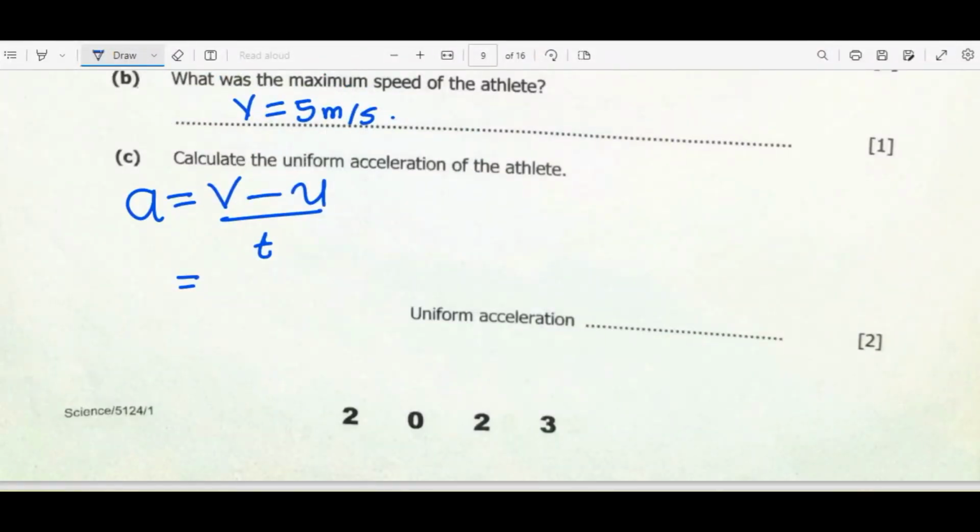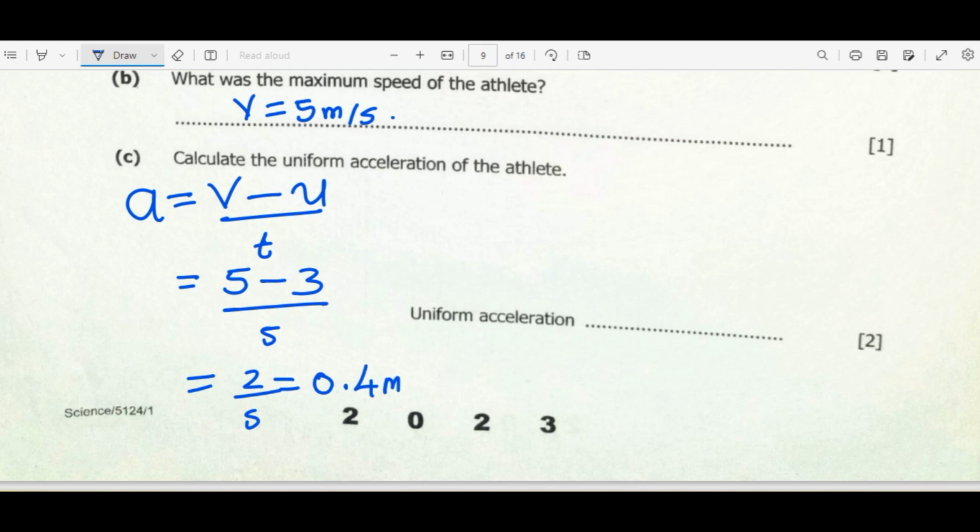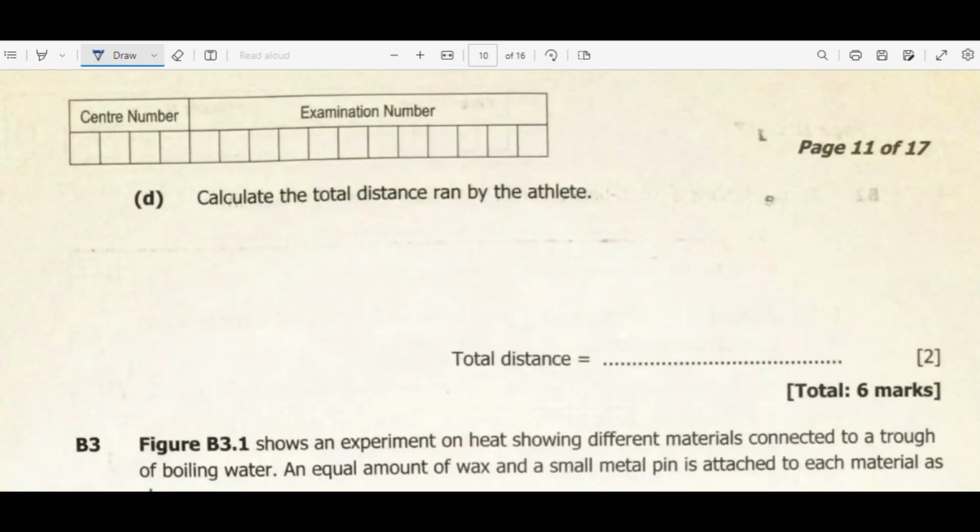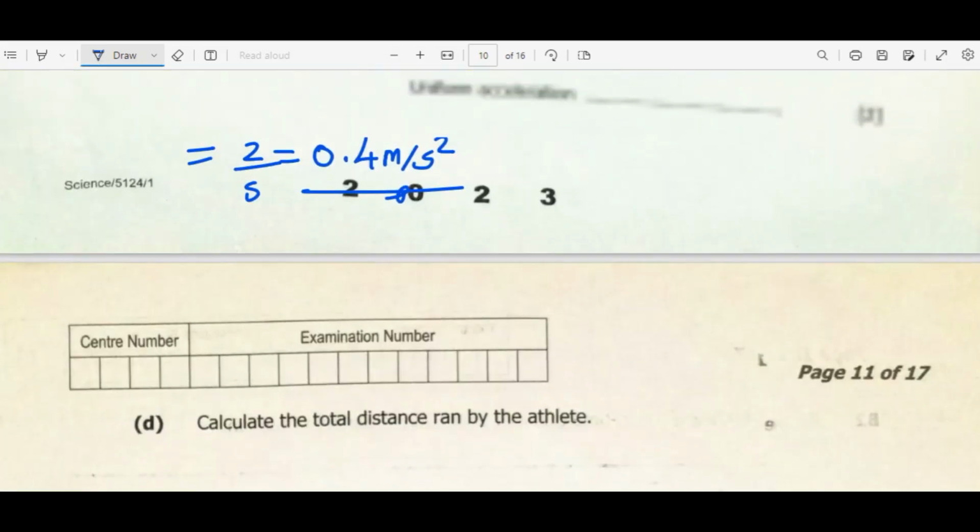So we'll say final velocity is 5 minus initial is 3 over 5. So 5 minus 3 will give us 2 over 5. Then if you divide 2 by 5, you get 0.4 meters per second squared. So the unit for acceleration is meters per second squared. Now question D is about the total distance run by the earth with T.